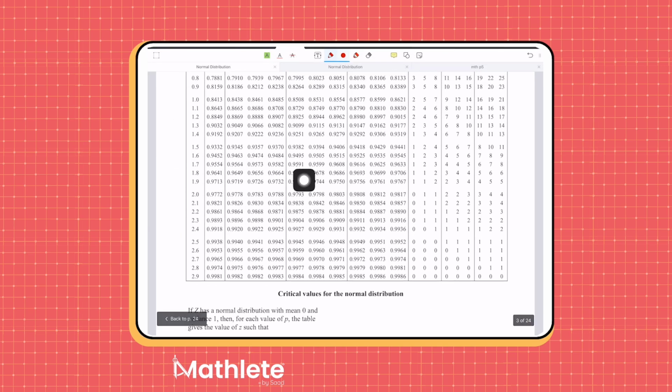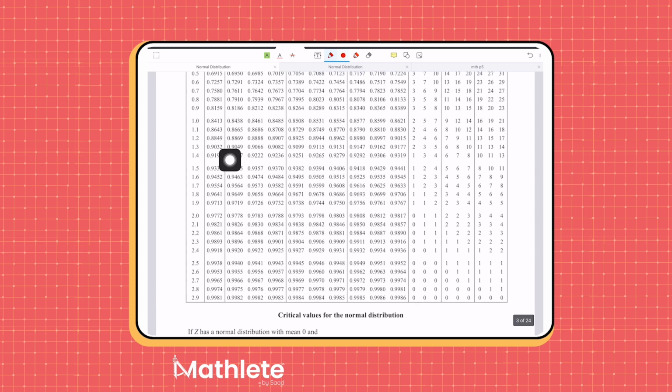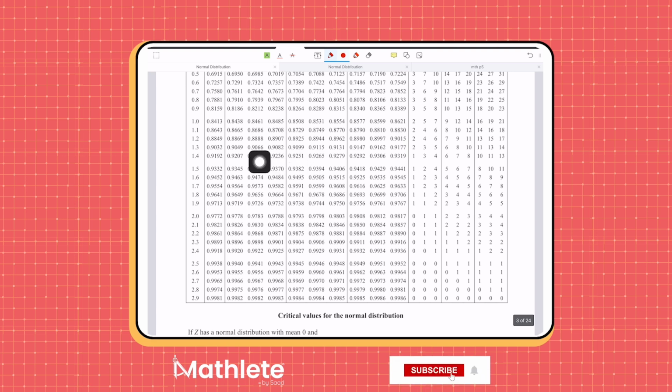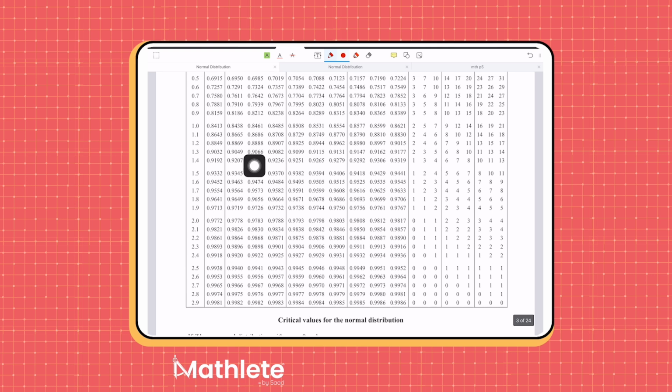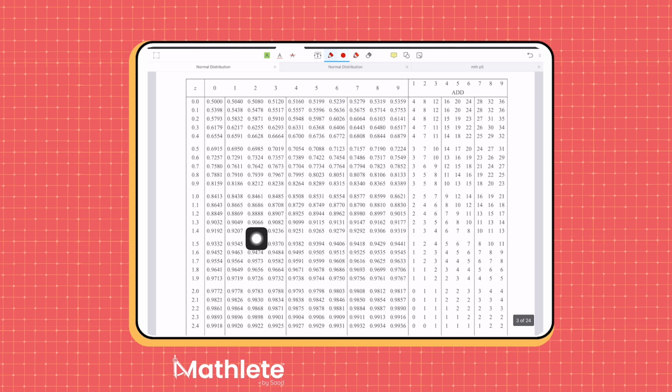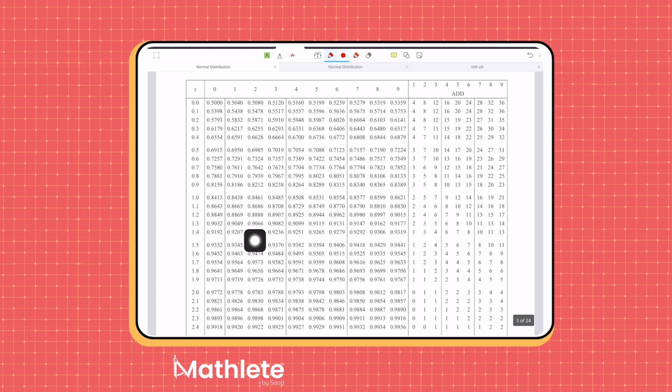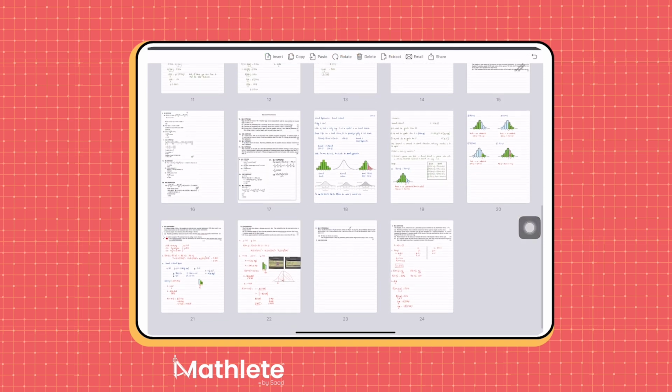So 0.908. We have 0.9082, we have 0.9066. So what should I add to 0.9066 in order to make it 0.908? We should add 14. Okay, now let's see if we can do that. So here's 0.9066 and here's 14. So 1.329, 1.329. Yep, that's correct. Good job. 1.329 is the correct answer.